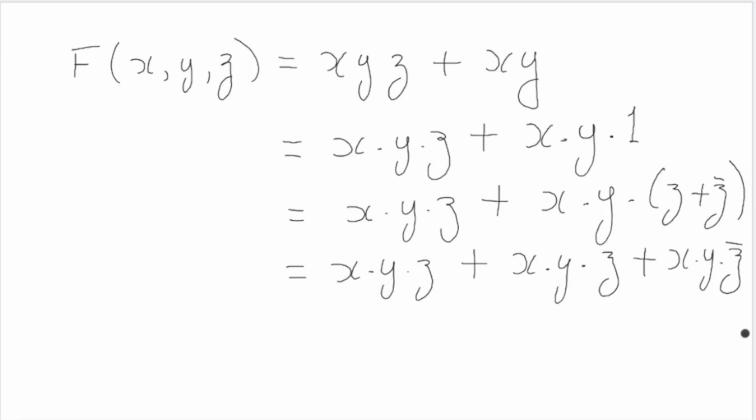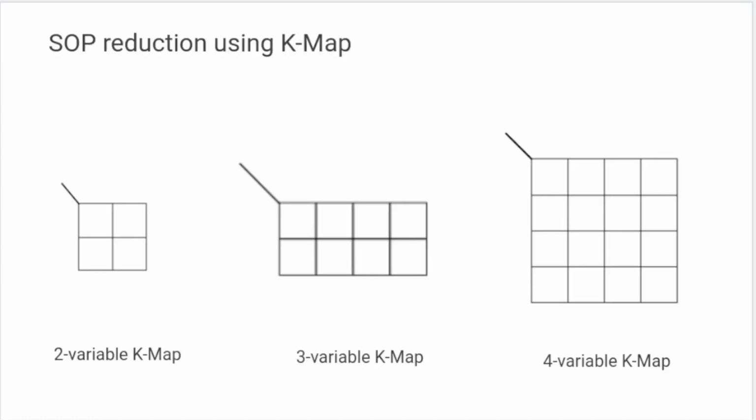So this is how you will convert an expression into canonical form if it is not already in canonical form. For converting into a POS form, instead of saying dot missing term plus missing term complement, we'll say plus missing term dot missing term complement.